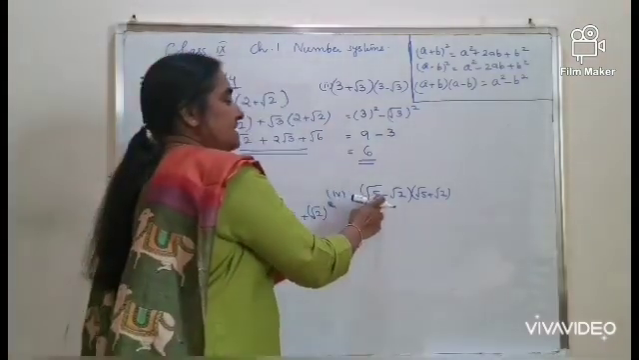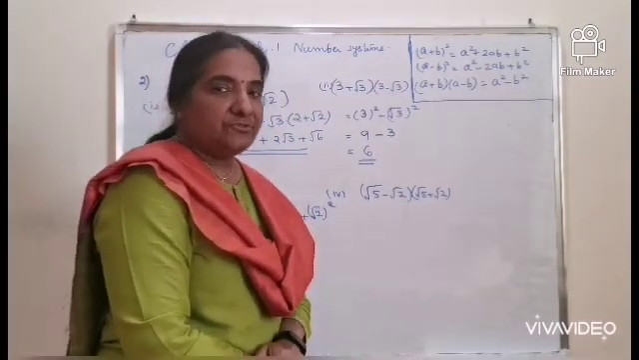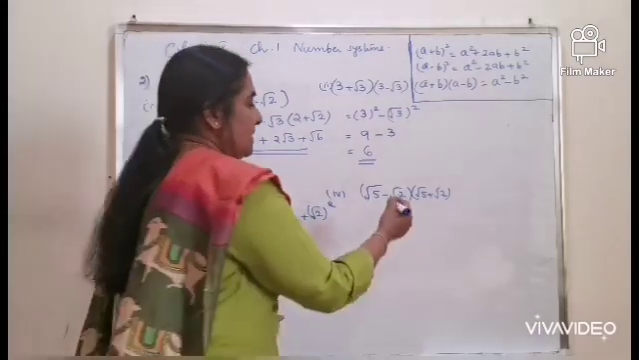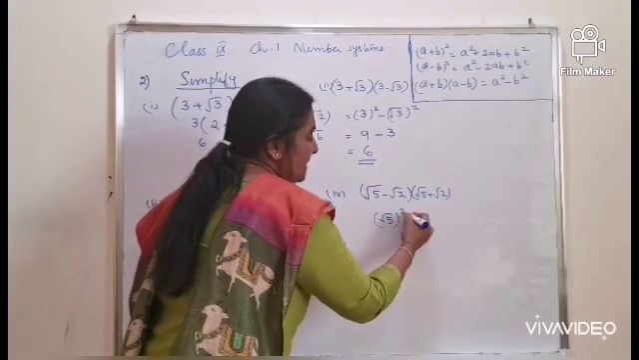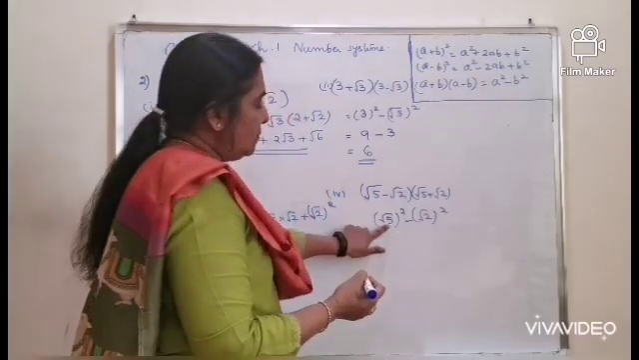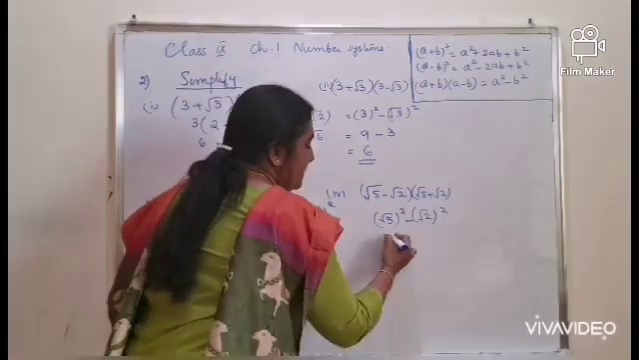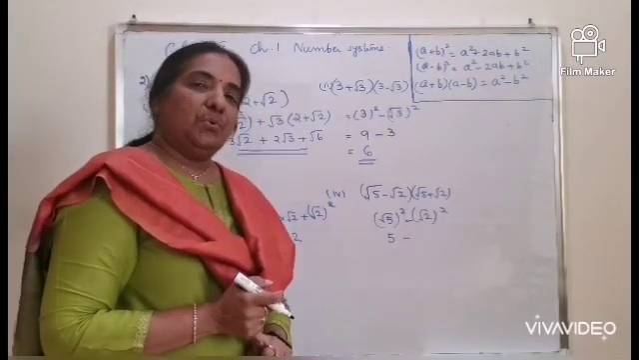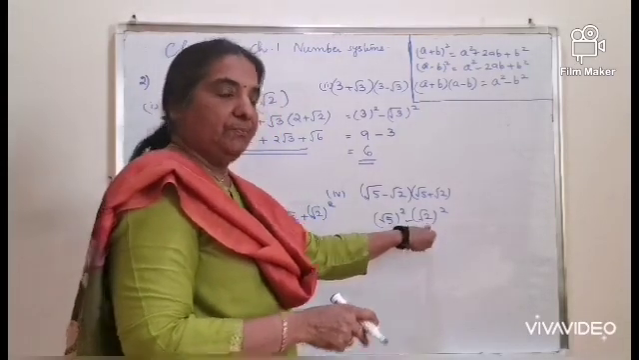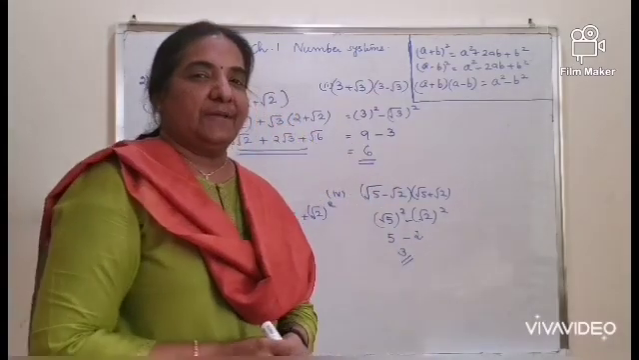The fourth one is an identity. Root 5 minus root 2, root 5 plus root 2. The identity: a plus b into a minus b is a square minus b square. The answer corresponds to root 5 the whole square minus root 2 the whole square. Root 5 the whole square is root 5 into root 5, which is 5, minus root 2 the whole square, root 2 into root 2, which is equal to 2. 5 minus 2, the answer is 3.